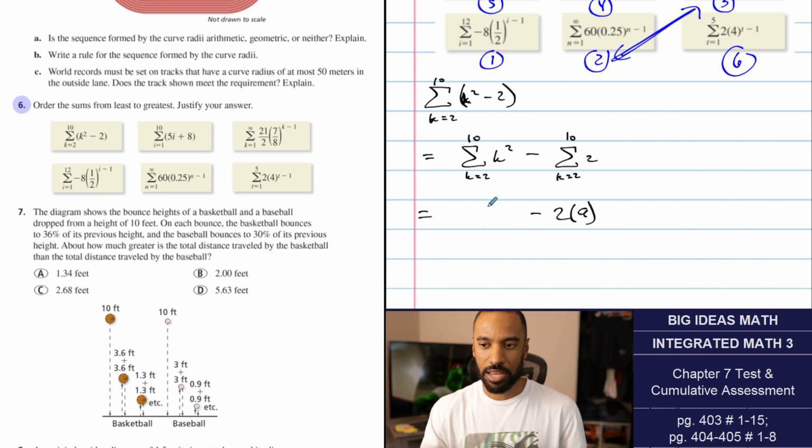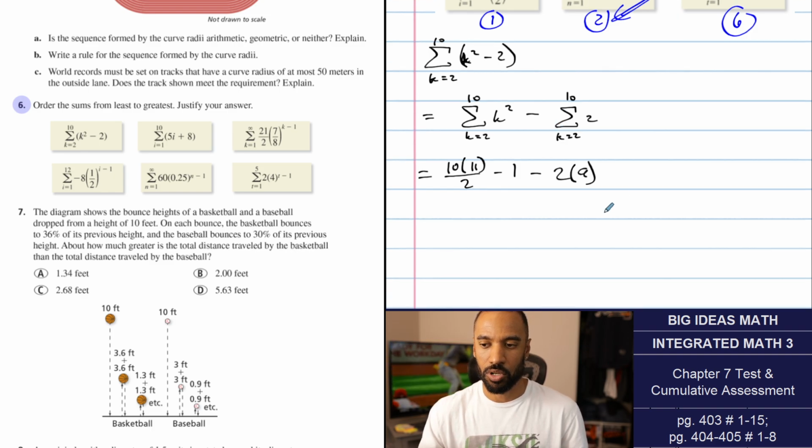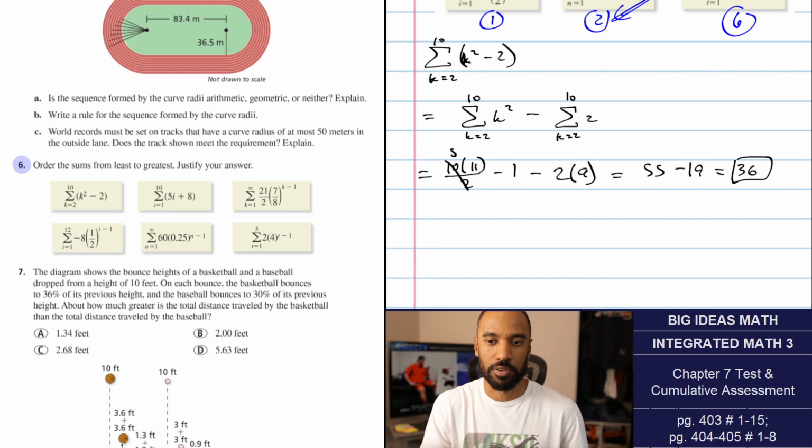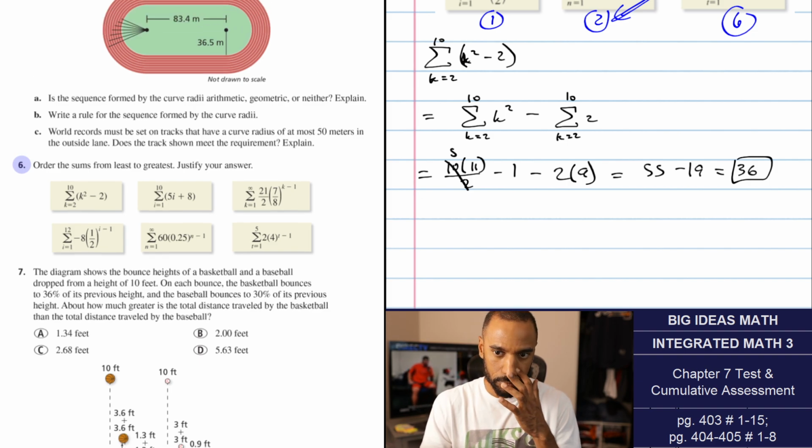Now this one here, k squared from 2 to 10, it takes that formula of n times n plus 1 all divided by 2, but we do have to subtract 1 because 1 squared isn't in here. So we do have to subtract 1 from that result. Will that change the final outcome of how it compares in size to others? Probably not. So 10 over 2 is 5. 5 times 11 is 55. And 55 minus 18 minus 1 minus 19 is 36, I believe. I don't know if I did that right. That number should be 36.